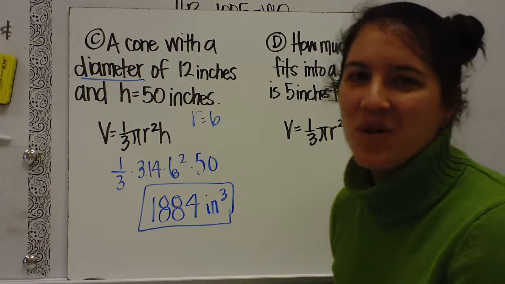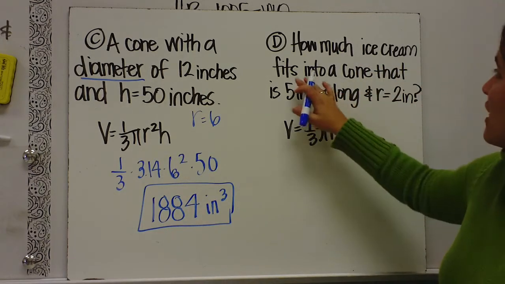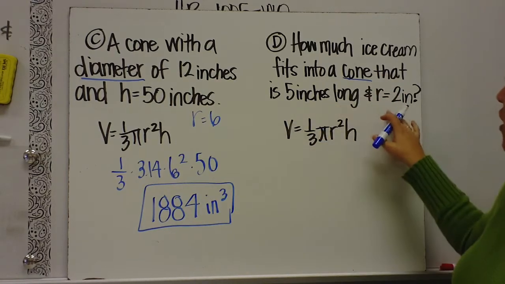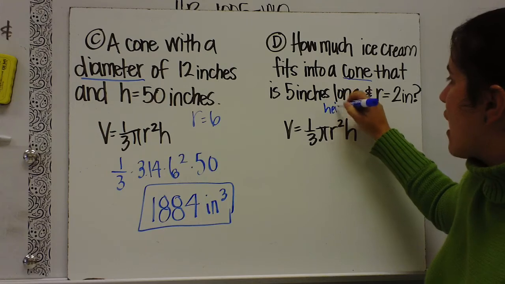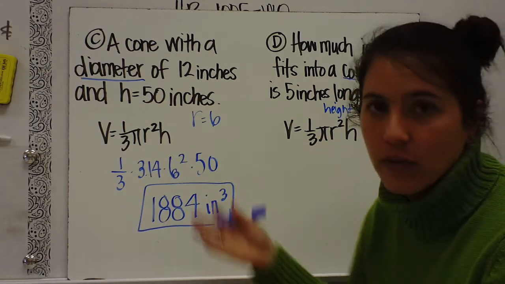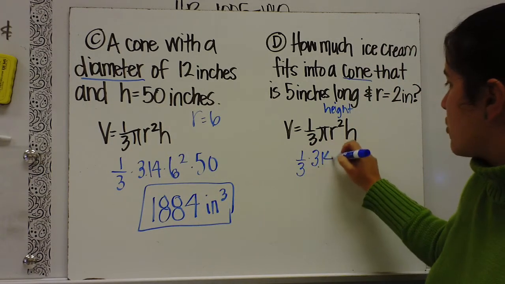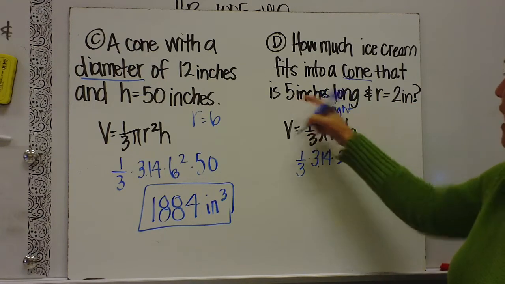Okay? One more example. How much ice cream fits into a cone that is 5 inches long and has a radius of 2 inches? So when it says 5 inches long, that is your height. And has a radius of 2 inches. I have my formula. We're always going to start with our formula, and then we can plug it in. 1/3 times 3.14 times radius squared times the height.